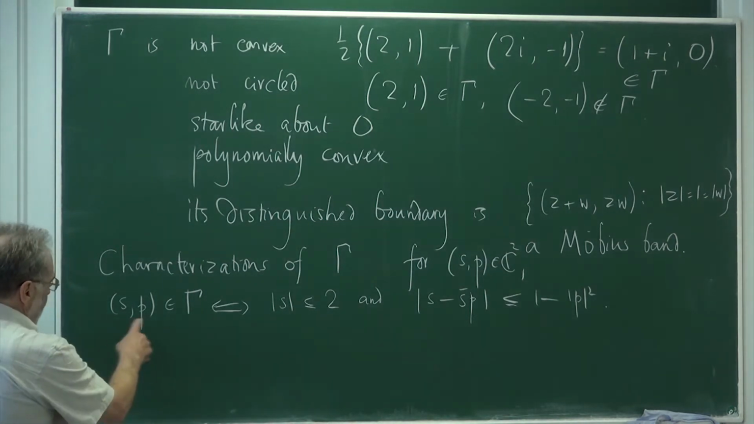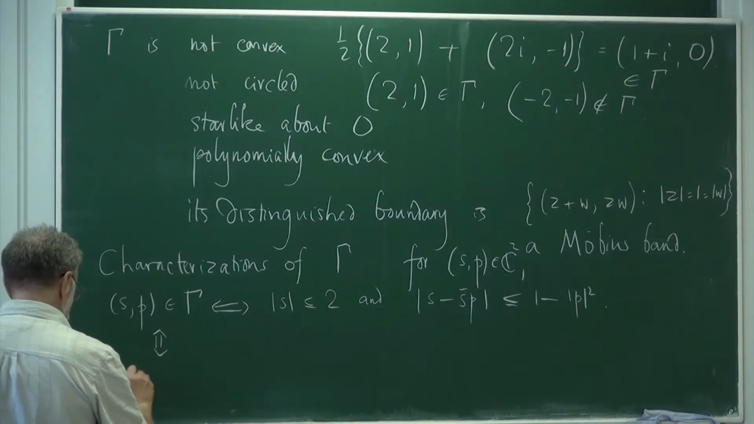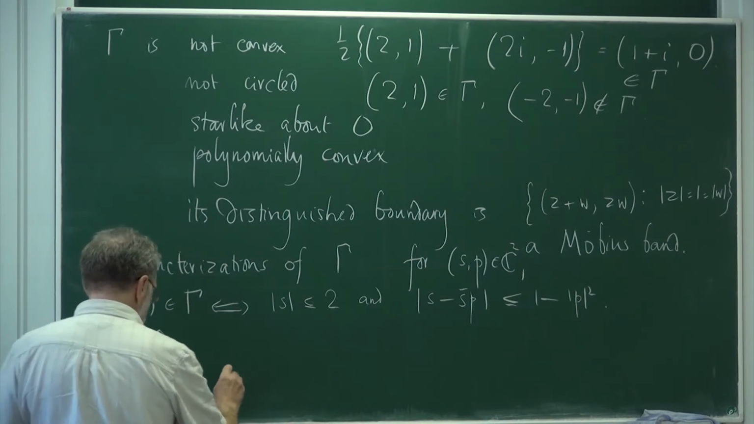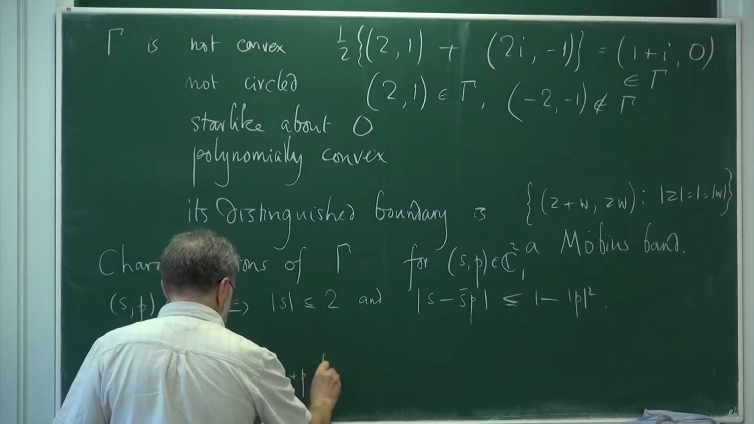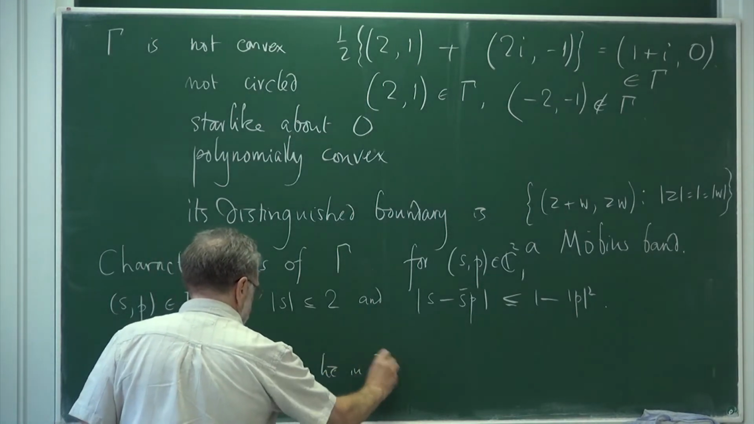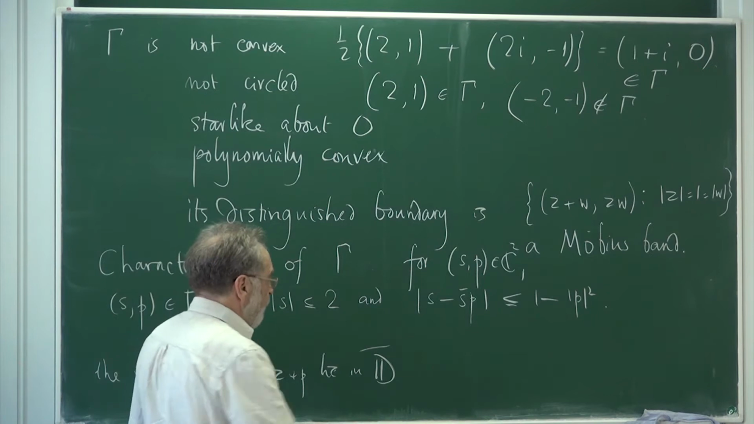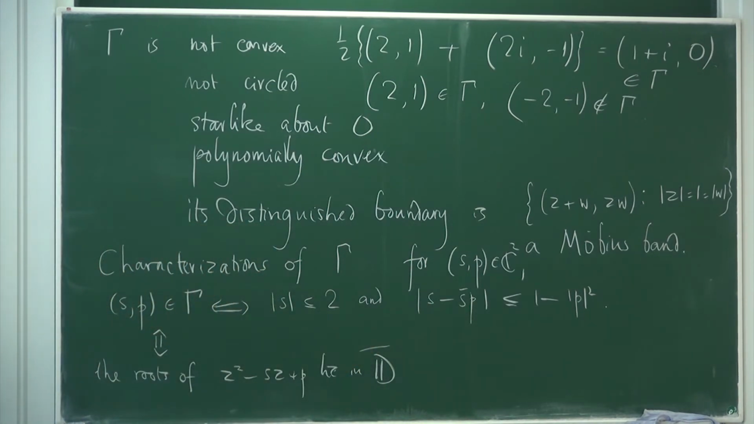And so (s, p) in gamma, that's the same as saying that the roots of the equation, let's say z squared minus sz plus p, lie in the closed unit disk D. And so you can apply Schur's result to this, and you find that this is exactly how it works out. So that's a useful criterion for a point to belong to gamma.